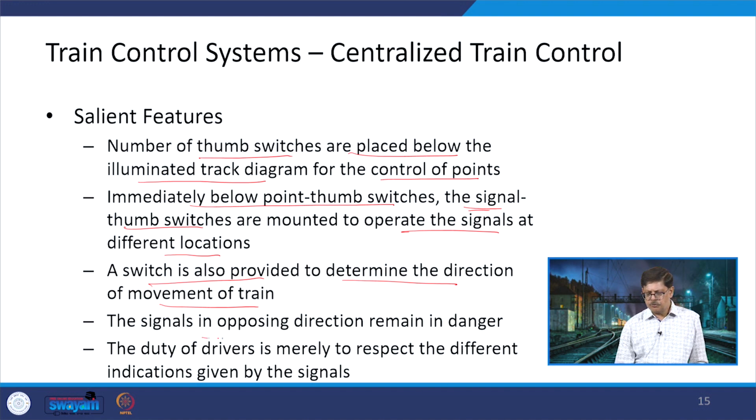The signals in opposing directions remain in danger. So, any signals which are provided in the opposite direction, they are kept to the red color system. The duty of the drivers is merely to respect the different indications which have been given by the signals. Now, they are not trying to get more information, because all the information is being delivered to them through the signals. So, they simply obey those signals and accordingly take their train at a full permissible speed or a restricted speeds.